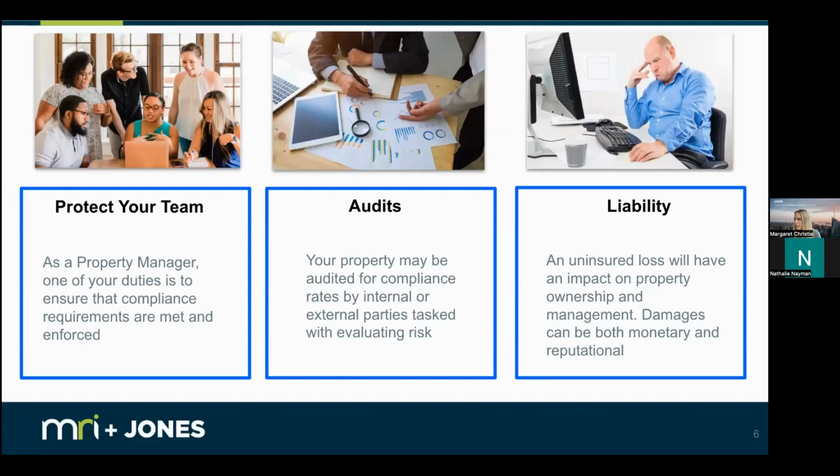There are several reasons you might want to make sure that you're compliant. One is to protect your team.